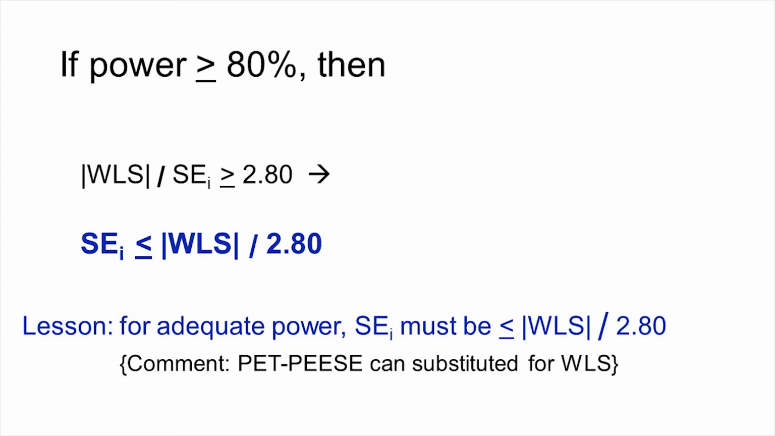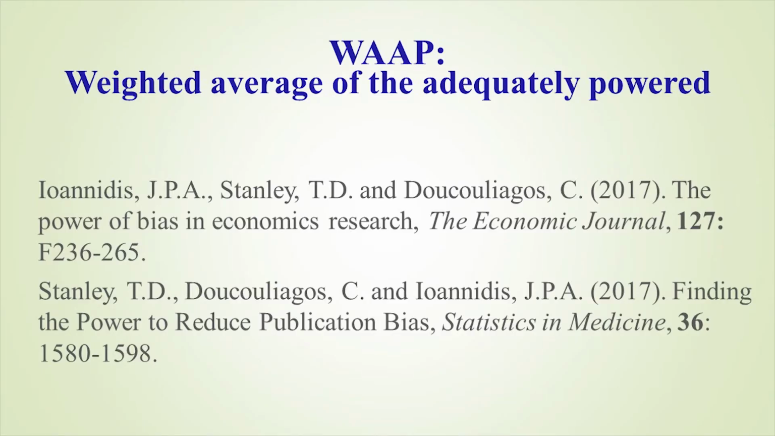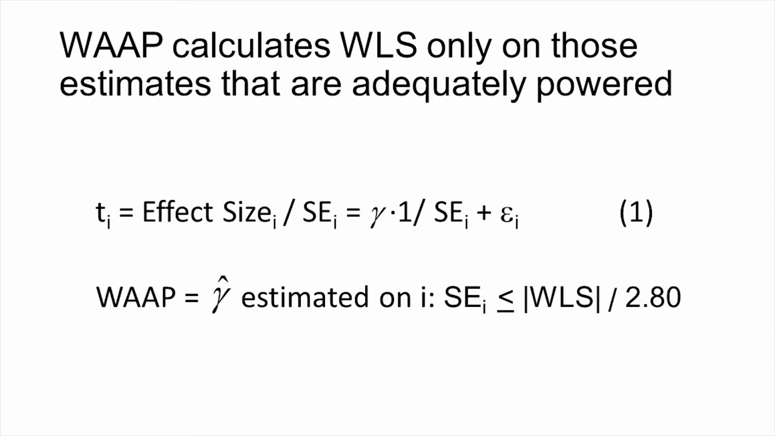Okay, now to find WAP, we go back to all of our effects and their standard errors and sort them from low to high and retain only those where the standard error, again, is less than WLS divided by 2.8. That is, we only keep those which are adequately powered. And then again, we run a simple regression on just that subset of adequately powered studies in order to get an estimate of gamma, which is going to be now our WAP.